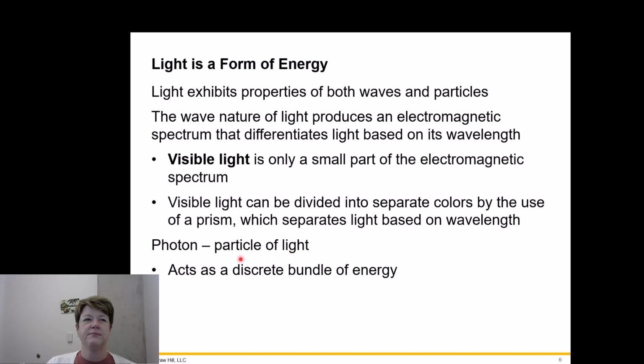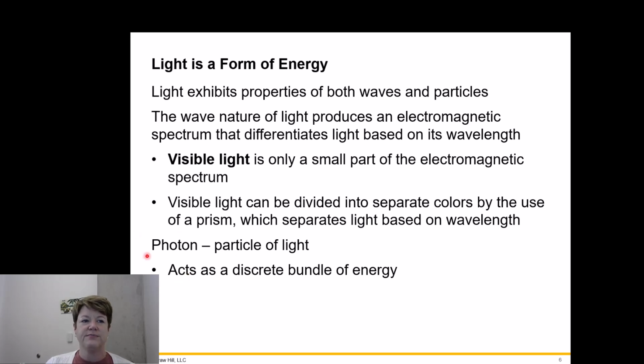It has some properties that make it feel like it's a particle. And when we think about light as a particle, we use this word photon. So we kind of have to keep this dual nature of light in sort of tension in our mind. Sometimes you'll be directed to think of it more as a wave. Sometimes you'll be directed to think of it more as a photon. But either way, these are two ways that we think of light.